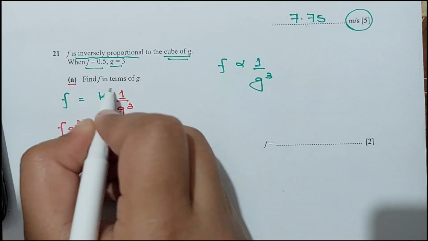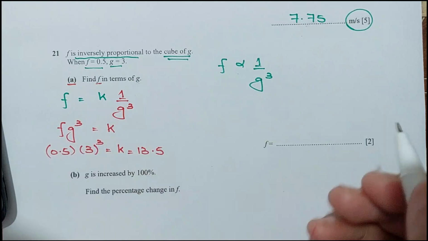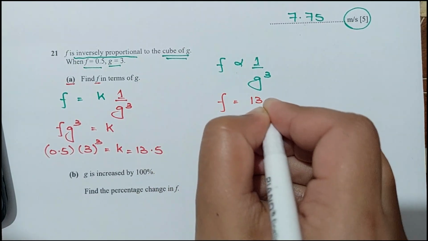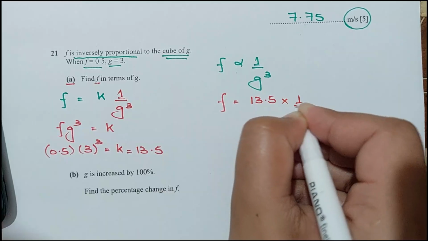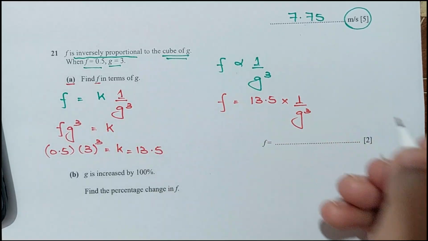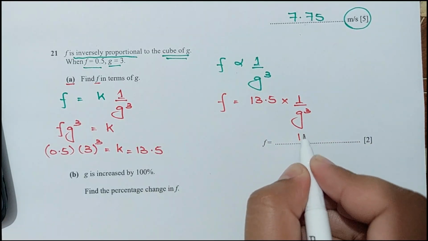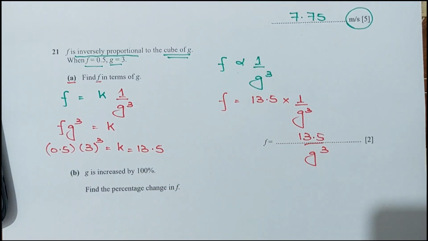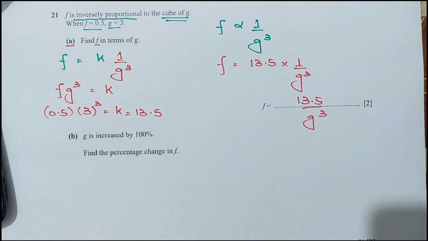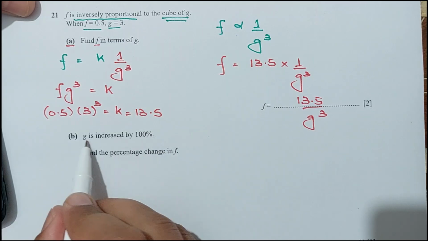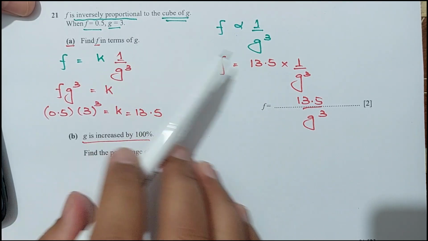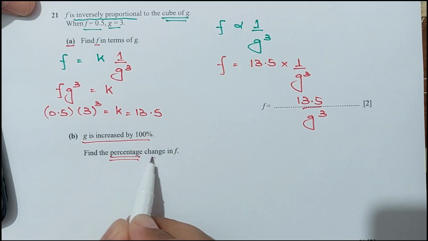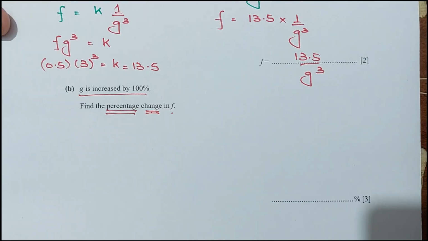Now for part A, find F in terms of G. F is equal to K, which is 13.5, times 1 over G cube. This is F in terms of G. So F is equal to 13.5 over G cube. Part B, G is increased by 100%. Find the percentage change in F.